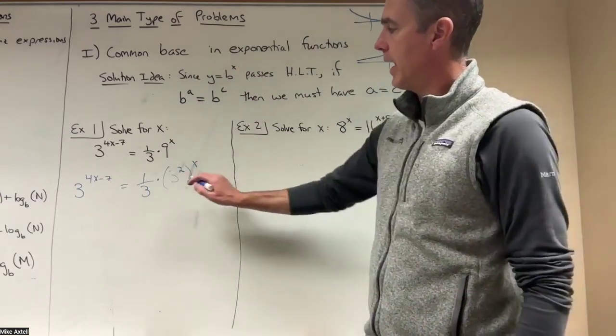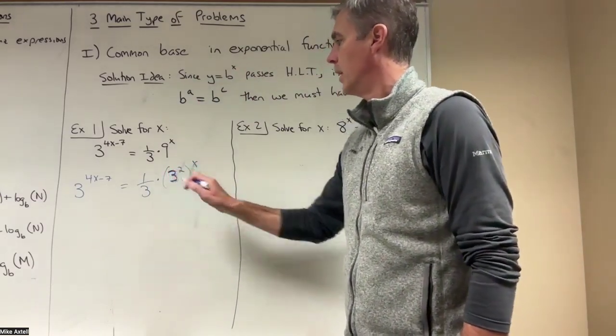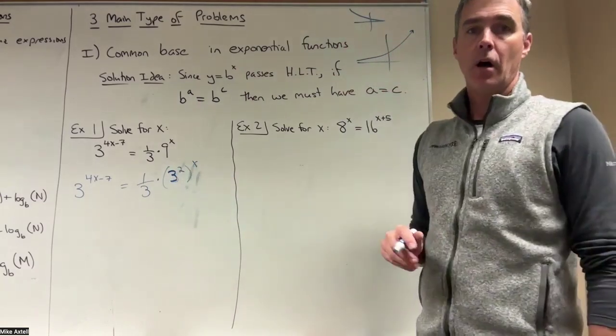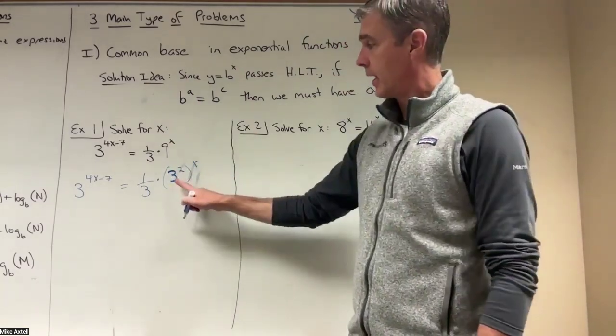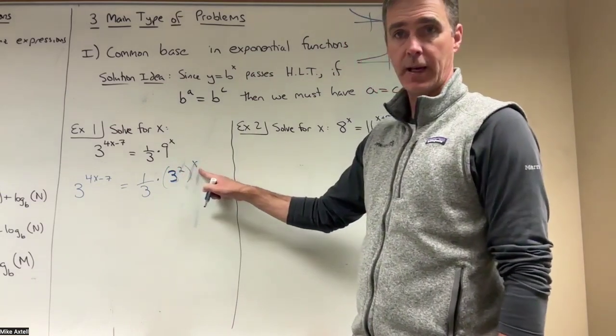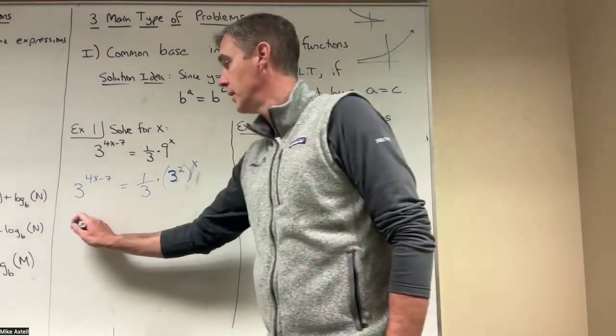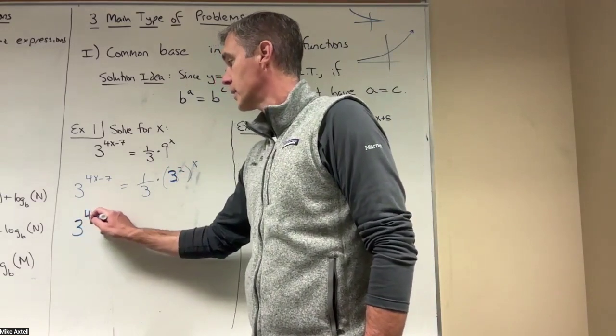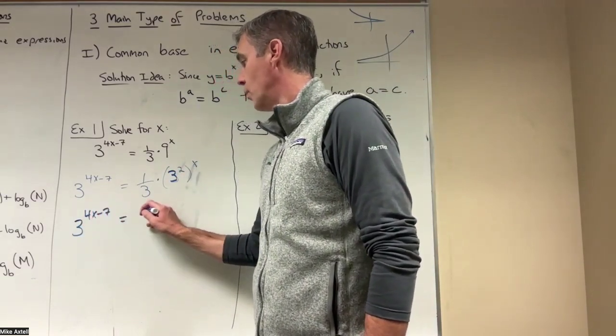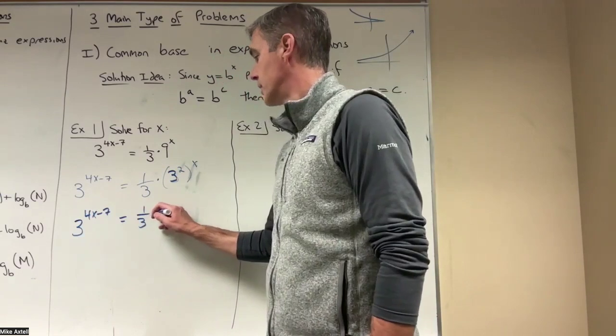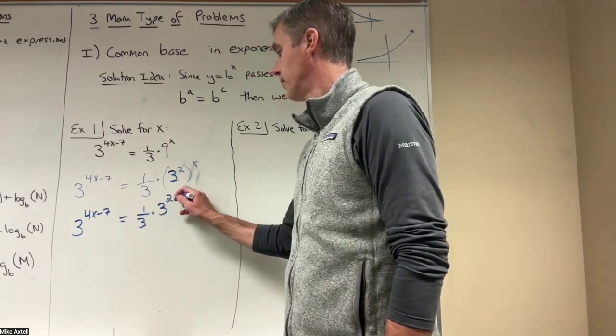Okay, so 9 is the same as 3 squared. From the earlier panel, I know how to combine 3 squared raised to the x power. That would be 3 to the 2x. So I'd have 3 to the 4x minus 7 equals 1/3 times 3 to the 2x.